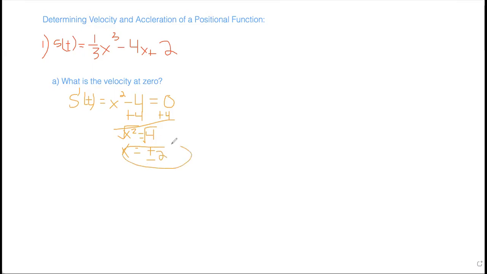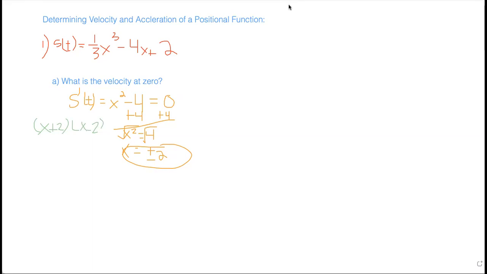Now, other people might have been saying in their head, wait a minute, I can factor that pretty easily. And yes, you could. You could have factored it as x plus 2 and x minus 2, which will give you the same answers when you set those equal to 0, x equals 2 and negative 2. Either way, you could either factor or just solve for x in this case. So now we have 2 points at which the velocity is 0.